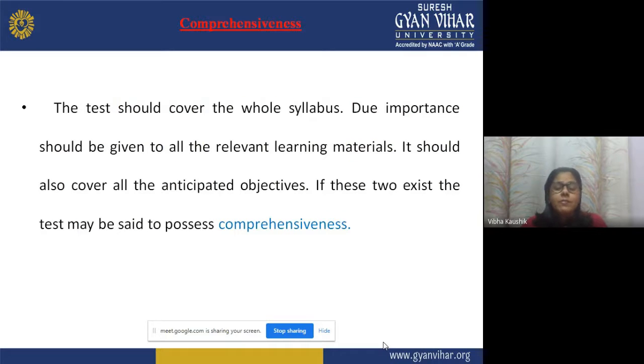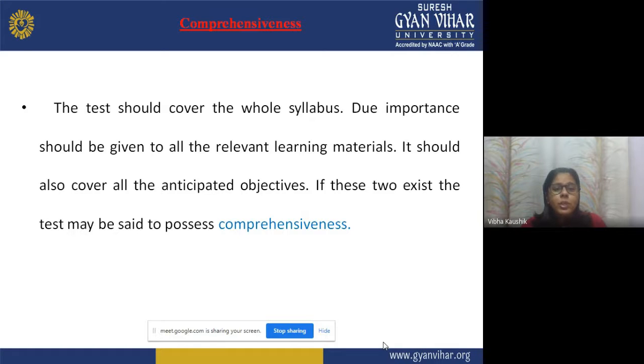Now, comprehensiveness means it should cover the whole syllabus. Means when we are constructing a test, it should cover the whole syllabus. This is the second characteristic of a test. The test paper should be made in such a way that it covers the whole syllabus, and it is possible when we are assessing the performances of the learner through the test. The test should cover the whole syllabus, means the questions should be from the whole syllabus.